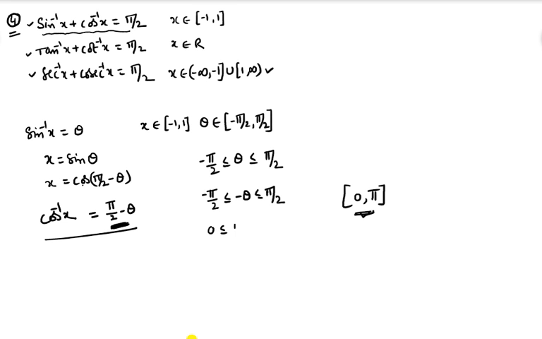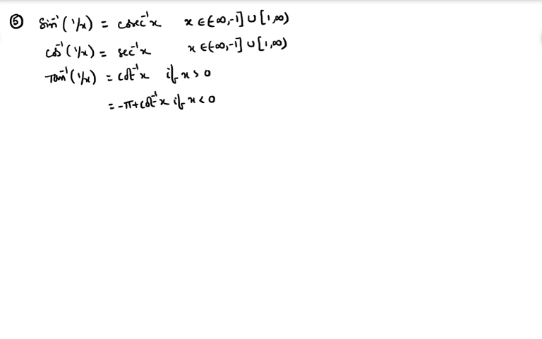Now add pi by 2. Adding pi by 2, we get 0 less than or equal to pi by 2 minus theta less than or equal to pi. That means pi by 2 minus theta is there in the principal branch. So we can write this step. Now I can write cos inverse x is equal to pi by 2 minus theta, and theta is nothing but sin inverse x. That's why we can write sin inverse x plus cos inverse x is equal to pi by 2.